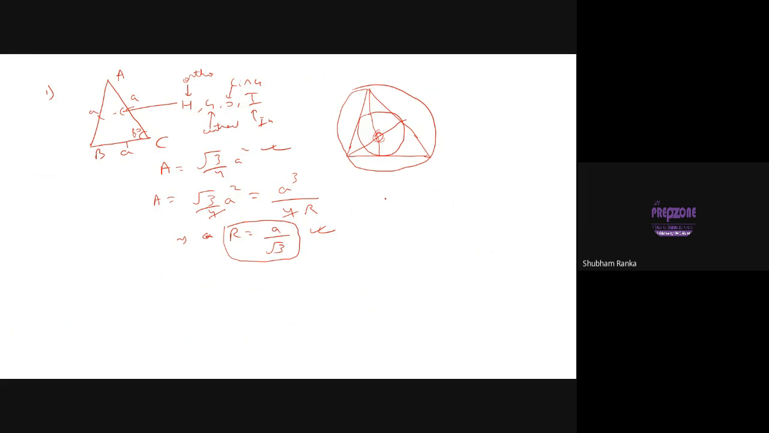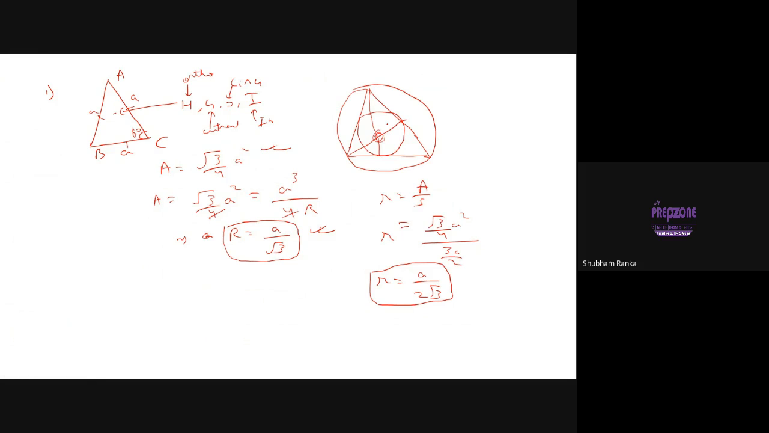Let's talk about the inradius now. We know that the inradius is area upon semi-perimeter. The area is root 3 by 4a square. The semi-perimeter here would be a plus b plus c by 2, but a plus b plus c would be 3 times a because it's an equilateral triangle, so it will be 3a by 2. And this gives you a upon 2 root 3. So for any equilateral triangle, the circumradius would be a upon root 3, and the inradius would be a upon 2 root 3. So the inradius is half of the circumradius, essentially.